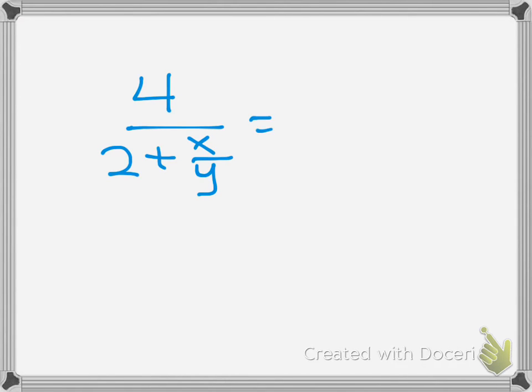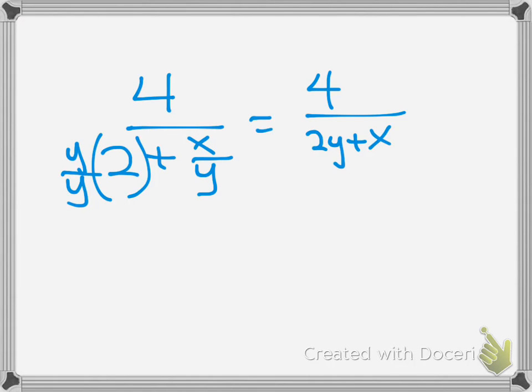I'm going to use this one: 4 over 2 plus x over y. Nothing to simplify in the numerator, but in the denominator I need an LCD. So my LCD is y, so I'm going to make this 4 over 2y plus x all over y.